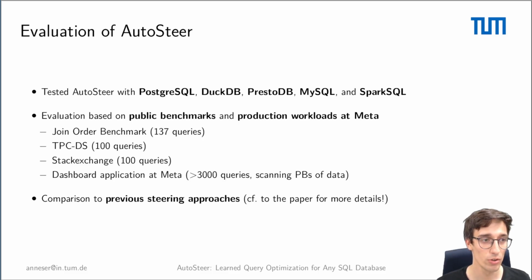We tested AutoSteer with 5 open source database systems and evaluated it using public benchmarks and production workloads at Meta. For example, we used a join order benchmark, TPCDS, Stack Exchange, and a dashboard application at Meta with over 3,000 queries that scan petabytes of data on a daily basis. We also compared AutoSteer to previous steering approaches, but we did not include all of these experiments in this presentation for time reasons, so please refer to the paper for more details here.